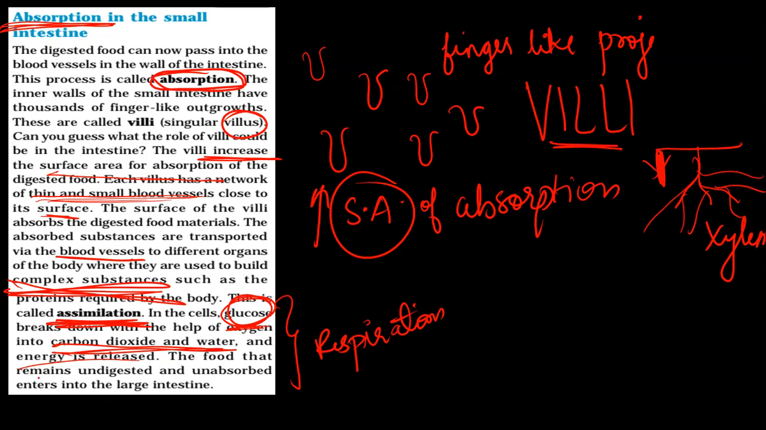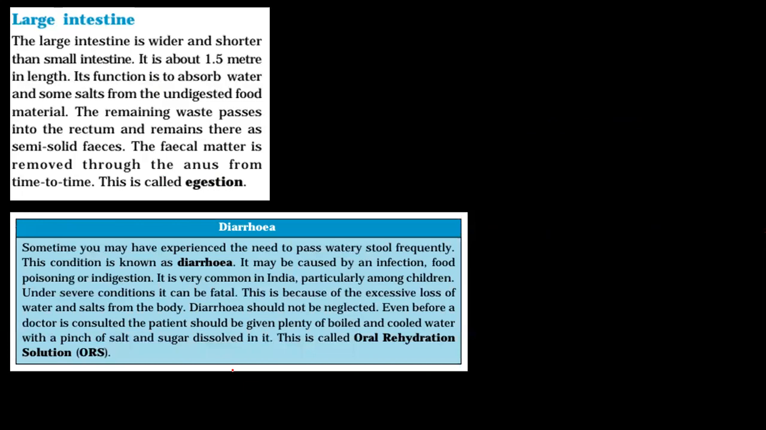Now, there is also some food that remains undigested and unabsorbed. Everything we cannot digest or absorb will remain as waste. Now it will enter the large intestine. The large intestine is wider but shorter, so it is called the large intestine. It is only 1.5 meters, as I had said, 6 meters shorter than the small intestine. Its function is to absorb water and some salts. Sometimes it even absorbs certain drugs.